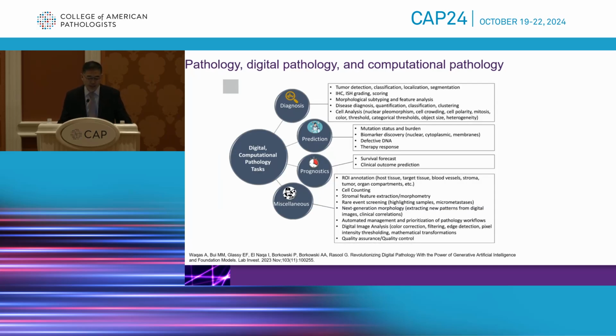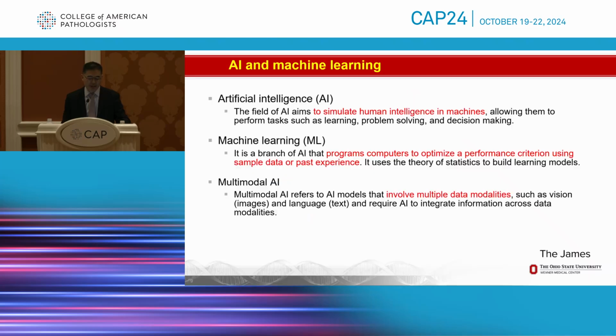Some of the tasks the AI can help with include diagnosis, for example tumor detection, IHC and ISH grading and scoring, and morphological subtyping, and also prediction like genetic mutation, even genetic tumor burden, biomarker quantification, or even prognosis of the patient and their outcomes.